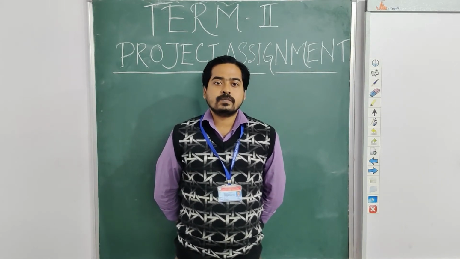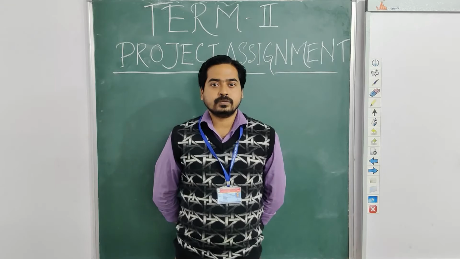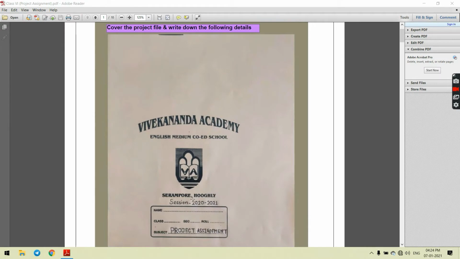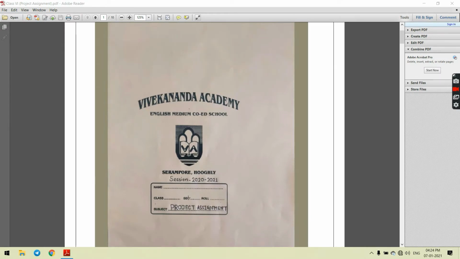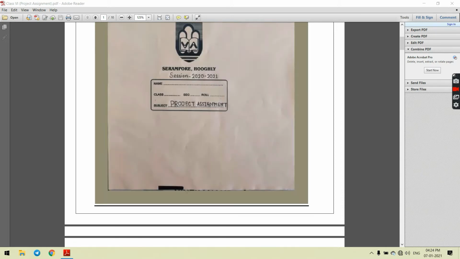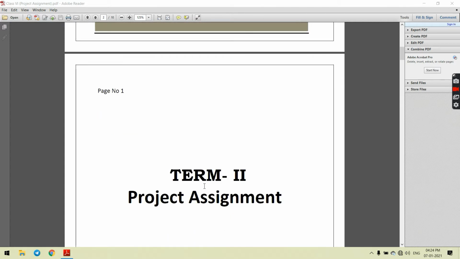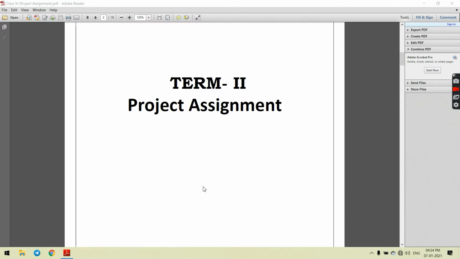Today I am going to discuss the project assignment of term 2. At first you have to cover your project file neatly in this way. You have to write session 2020-21 here. Then you have to write your name, class, section, roll number, and in the space for subject you have to write project assignment. Then on the first page of your project copy you have to write term 2 project assignment.